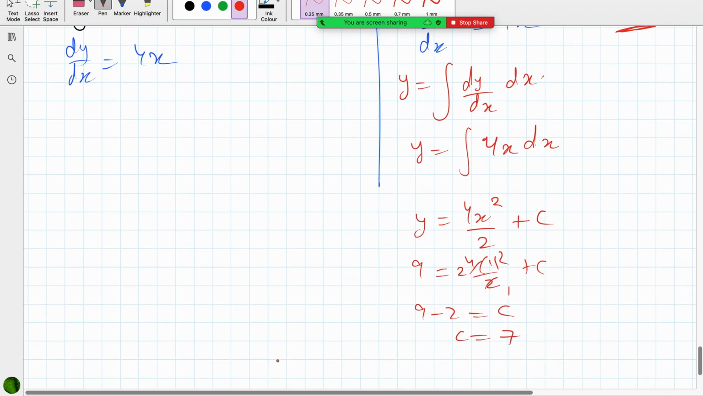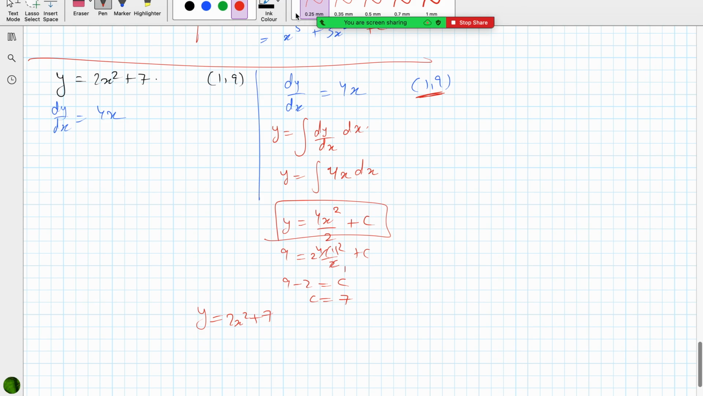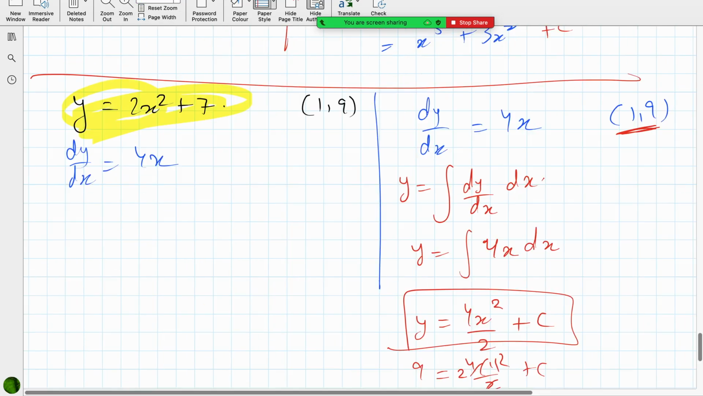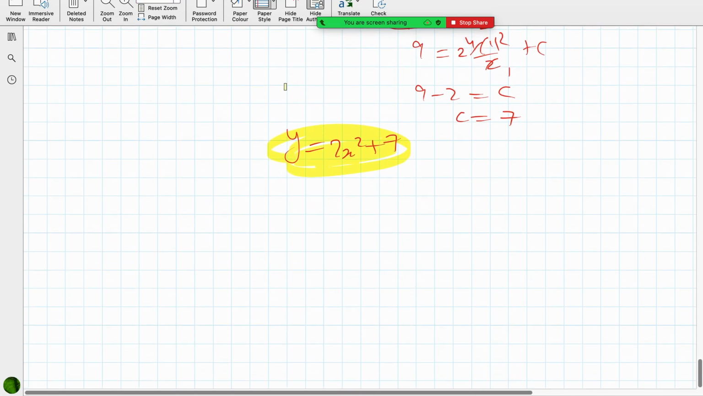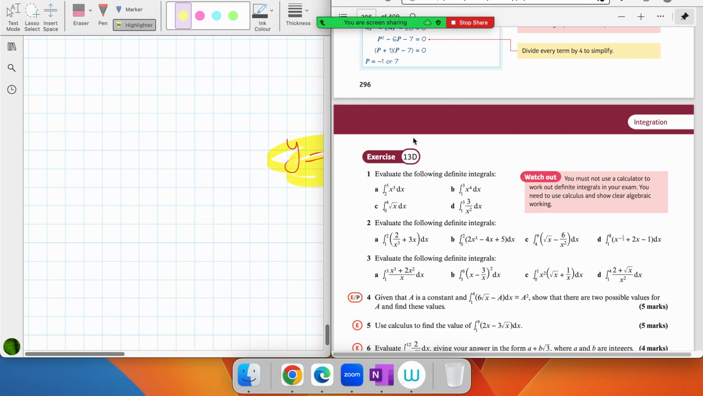Now c is 7, so when we write y is equal to, I'm writing this equation, 2x square plus 7. So we see that the equation reappears. Compare these. So basically integration is the reverse process of differentiation. Then we did a few questions from the exercise.